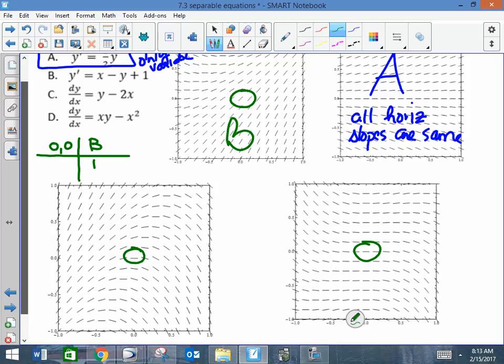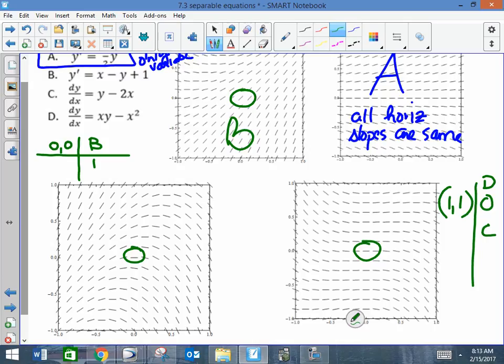So 0 minus 2 times 0 is 0. So we can't eliminate C and D with the 0, 0. What did you do next, Cindy? Well, I did the bottom right one first, and I just went 1, 1. That's exactly what I remember. For D, you have 1 minus 1, you have 0. And for C, you have a -1.